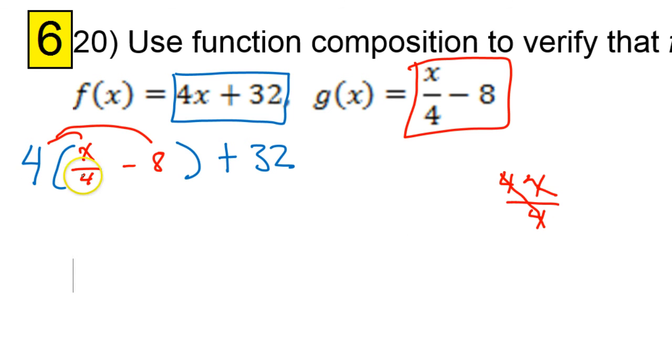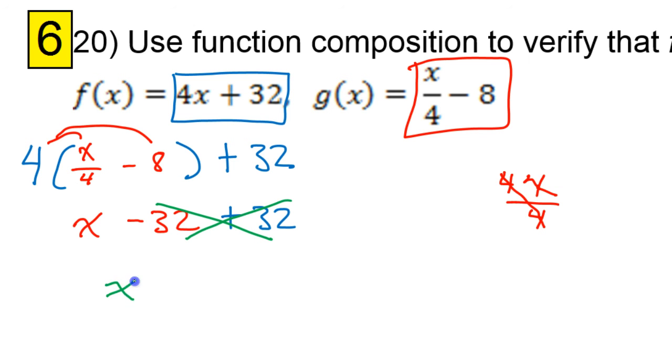So basically these are canceling out when I distribute. But I still have 4 times negative 8 is negative 32. So there's my distributive property. All right, now I still have this plus 32. All right, now these two cancel each other out, and I'm left with just the x.